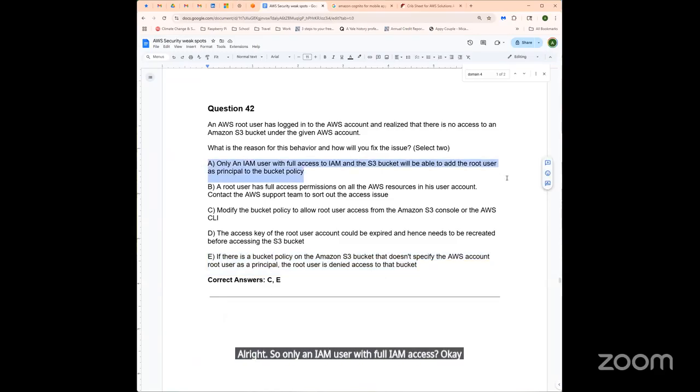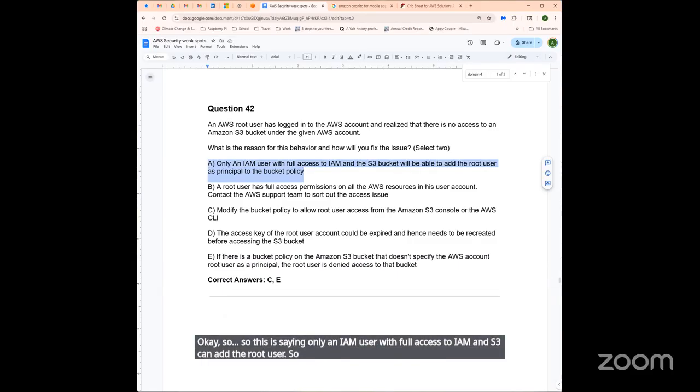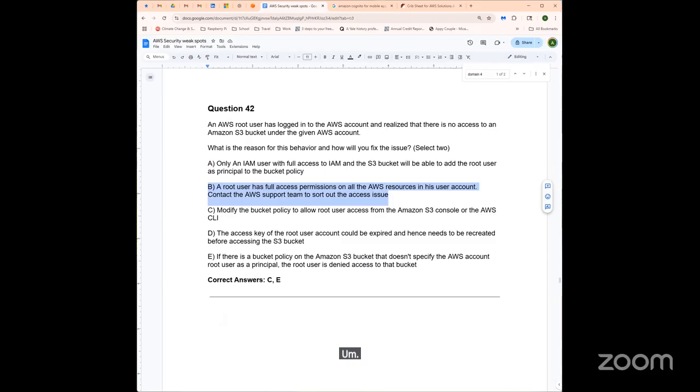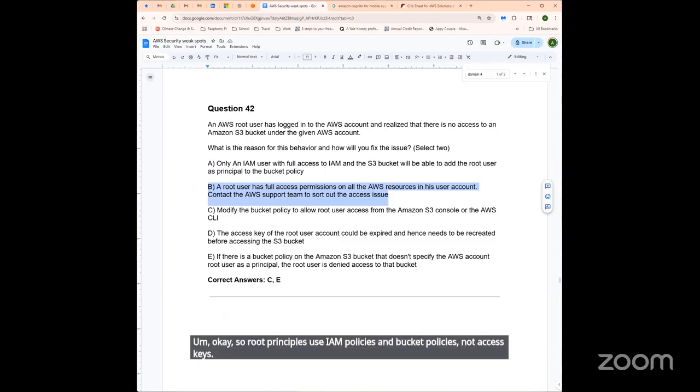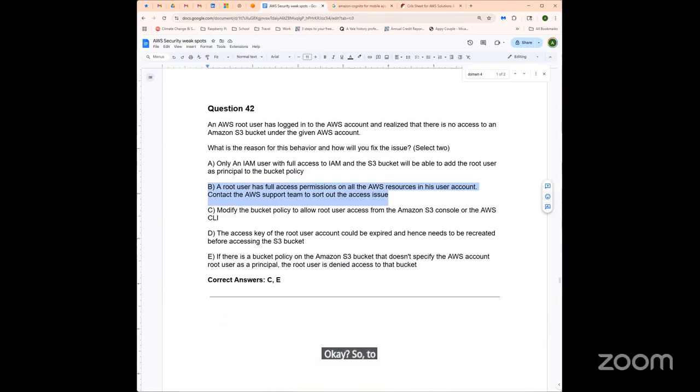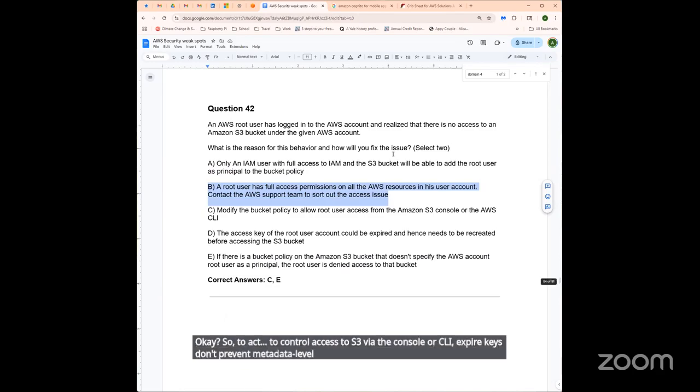Okay, so this isn't true. Okay, so this is saying only an IAM user with full access to IAM and S3 can add the root user. So the root user always has authority to edit policies and bucket access directly, regardless of IAM users. Okay, the root user access keys expired. Okay, so root principals use IAM policies and bucket policies, not access keys. Okay, so to control access to S3 via the console or CLI, expired keys don't prevent metadata level access.